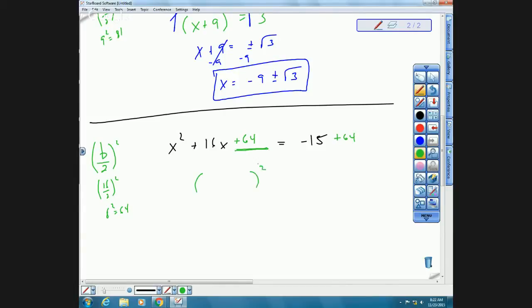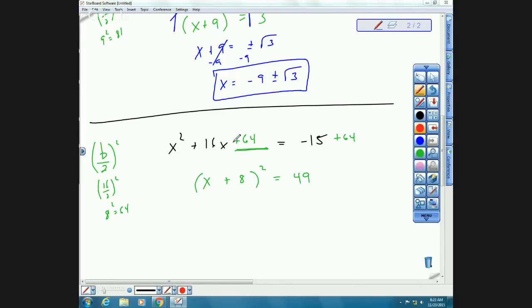Now this one right here will always break down into this form. What number goes right here? It multiplies to be 64 and adds up to be 16. It's not a coincidence that it's always this number cut in half. 16 divided by 2 is 8. So negative 15 plus 64 is 49.